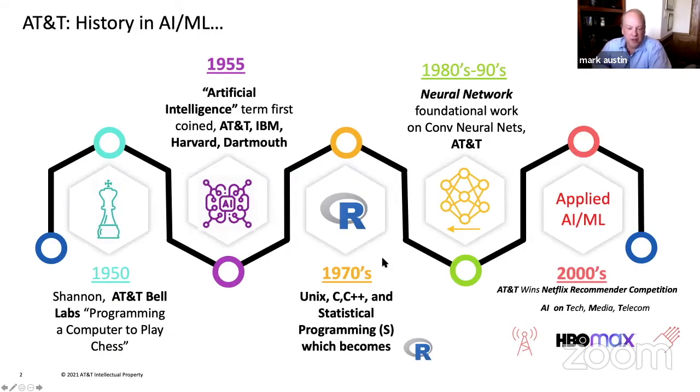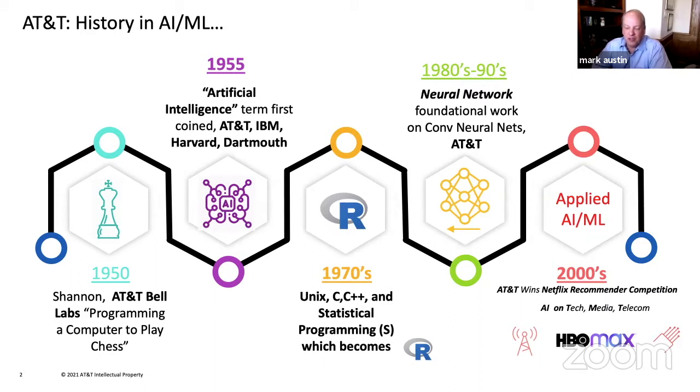And then in the 1970s, of course, we had huge innovations coming out of AT&T with Unix, C++, and then S, which ultimately turned into R that we know and love. So lots of development in the 70s. In the 80s and 90s, AT&T's Yann LeCun, who some of you may know, applied the first neural network to actually recognizing handwritten zip codes. And some of the foundational work in convolutional neural nets was done.